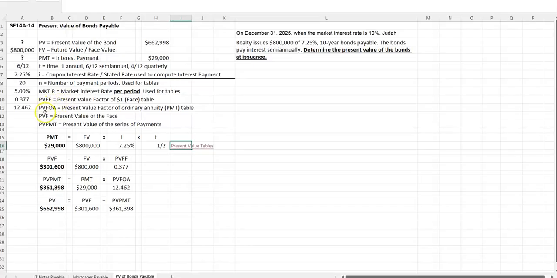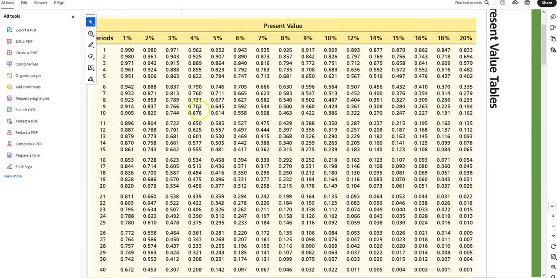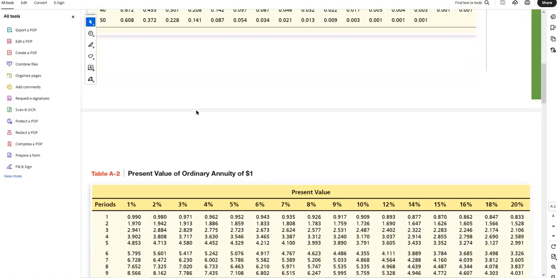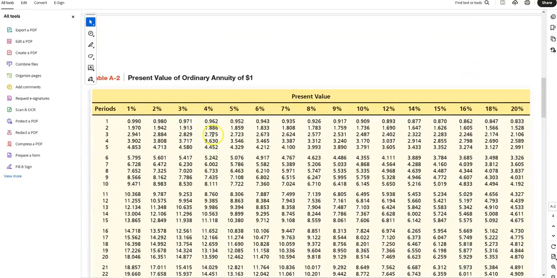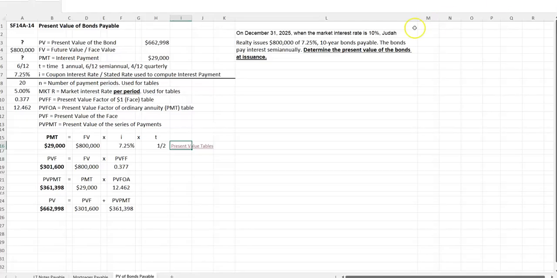Then we want to go to present value of an annuity. That's what a payment is, a series of payments, an annuity. So we're going to go to the same piece that we had up before, but instead of present value of $1, we'll go to the next one, which is present value of an ordinary annuity. And we go to the same 5% and 20 periods, and it comes out to 12.462. And here it is, 12.462.